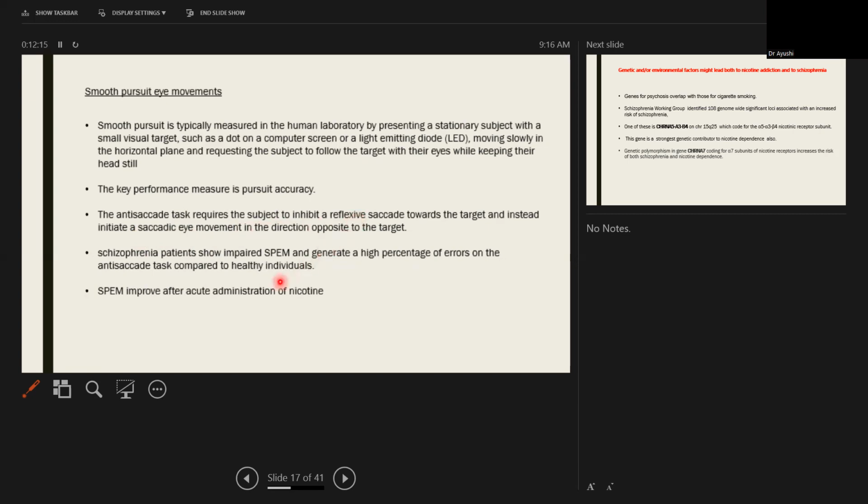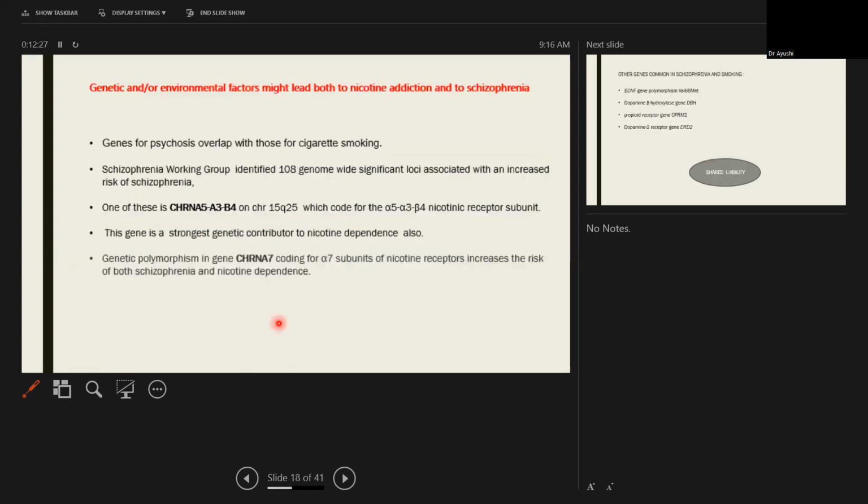So schizophrenia patients show impaired smooth pursuit eye movement and generate a high percentage of errors on the anti-saccade task compared to a healthy individual, and this deficit again gets corrected by nicotine administration.